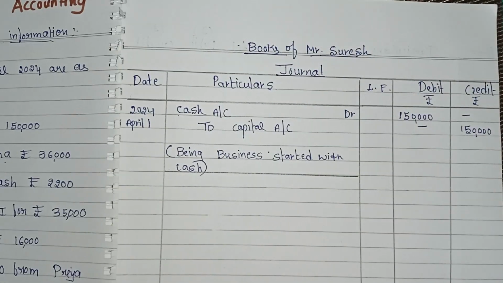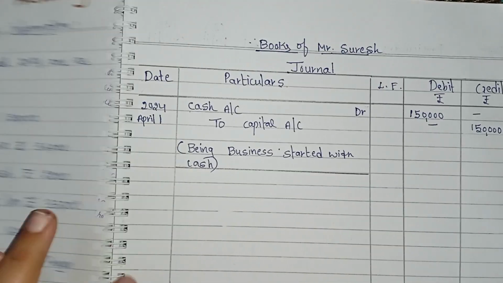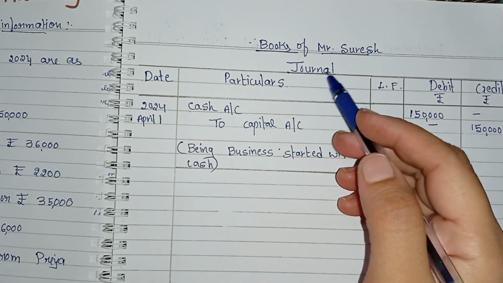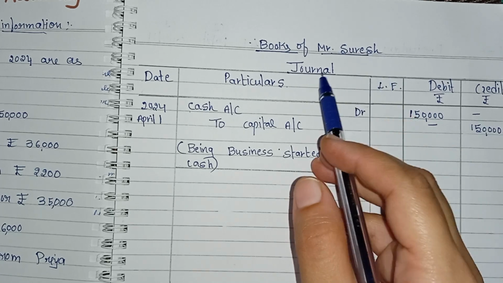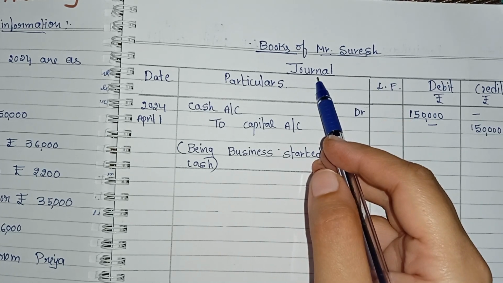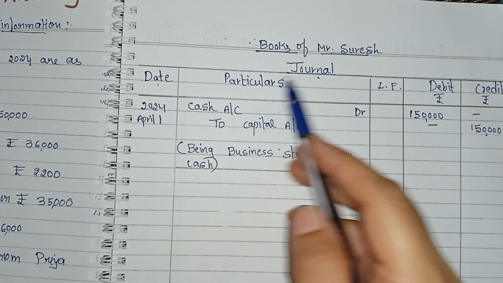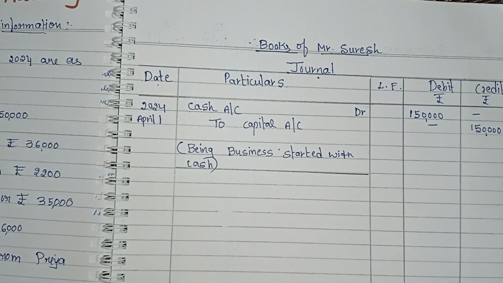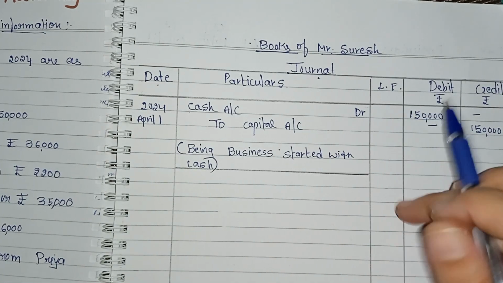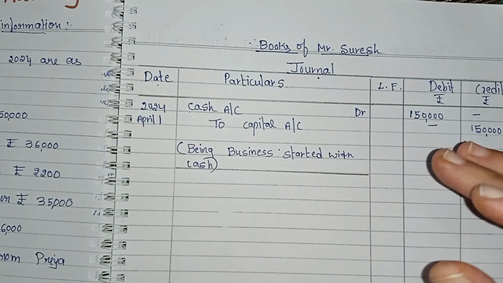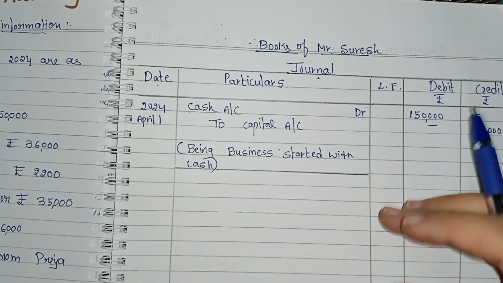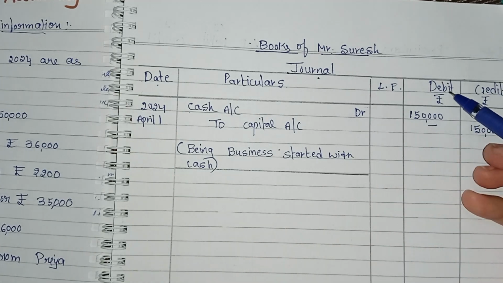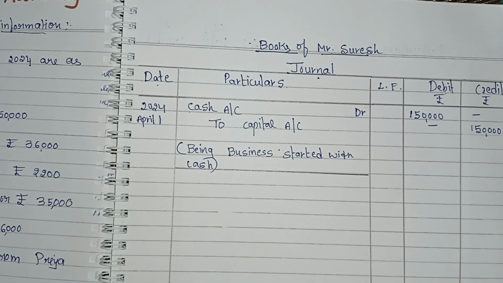Before solving the problem, we have to write down the format of the journal. First we need to write books of Mr. Suresh, and here we write journal, and here date, particulars, LF. LF means the ledger folio. It is a reference column in the journal books that indicates the page number of the ledger where the corresponding entry has been posted. This is the debit amount and this is the credit amount.